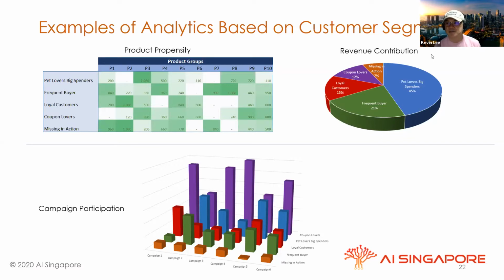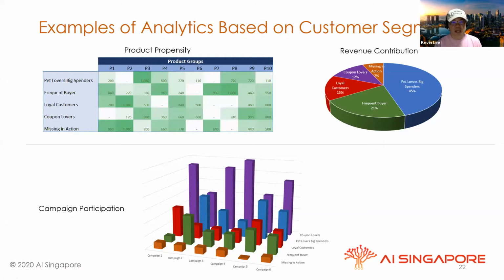Thank you for asking. Can you elaborate further on the P1 to P10? What does the P1 to P10 mean in the product propensity? P1 means product group. I didn't put in the real names of the products, depending on what you are selling. In our example it is pet foods. So this could be a cat food category. This could be dog food. This could be some other type of product, or it can be toys for the dogs. So these are product groups that are defined by the business.